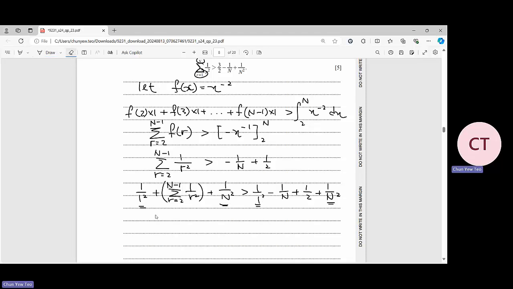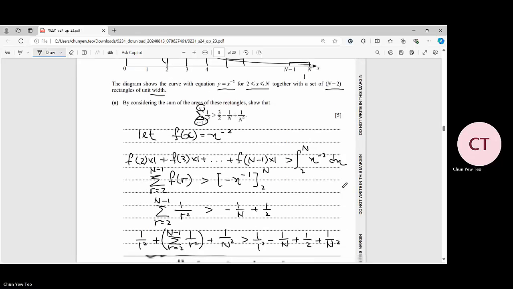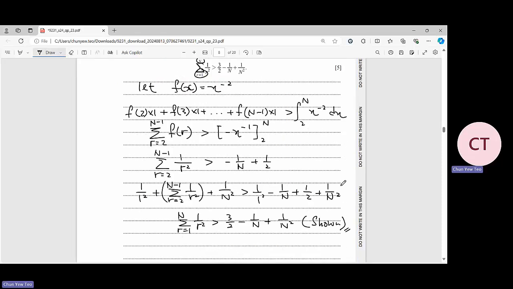So for your left hand side, after you add the two terms, this whole thing you can summarize as the sigma of r from 1 until n. Your right hand side, if you simplify it, you get 3 over 2 minus 1 over n plus 1 over n squared. So this is how you show the result. That is the answer for part A.